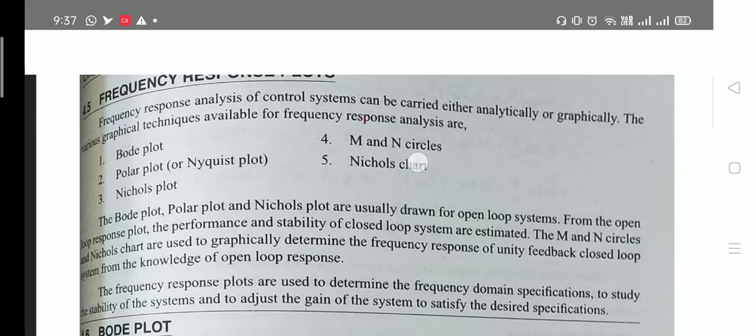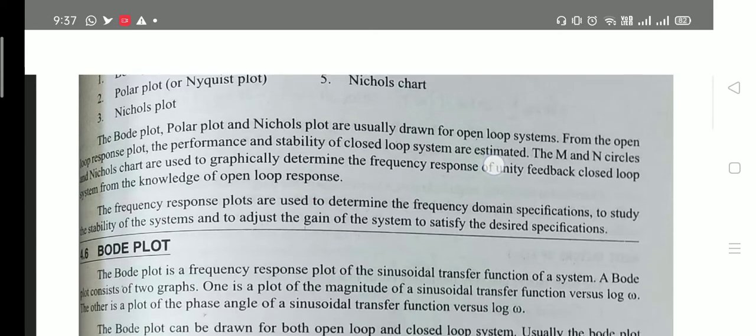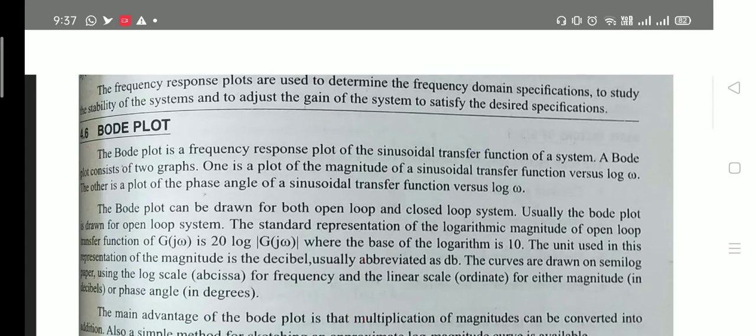These are the frequency response plots: Bode plot, polar plot, Nyquist plot, and M and N circles, Nichols chart. But we can study here Bode plot, polar plot, and Nyquist plot only. Okay. First one is Bode plot.